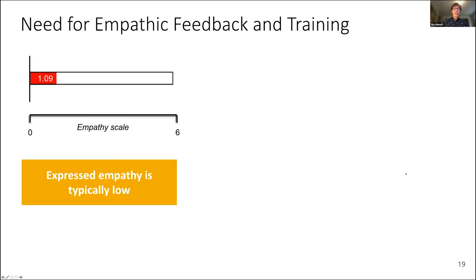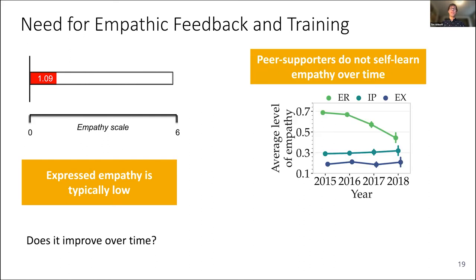Now to some of the not so great news. If you add up our three scales that go from 0 to 2, you get a scale from 0 to 6. And it turns out that empathy is typically relatively low, which is a 1 out of 6. We were wondering, does it maybe improve over time as you get more experience? But we were finding, if anything, the opposite. We sliced and diced this from many different perspectives. And we found that peer supporters do not self-learn empathy over time. If anything, it's actually decreasing. This was a little discouraging.